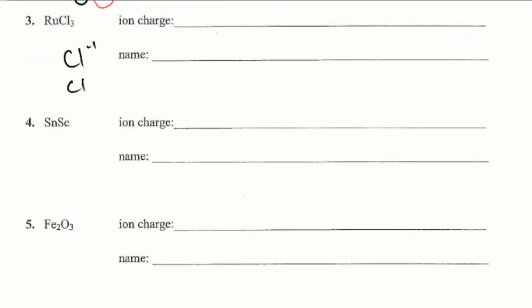RuCl3. I know chlorine is always going to have a charge of -1. And there happen to be 3 chlorines in this example. Ru, I'm not even sure what that name is. It's like ruthenium or something like that. There's only 1. I don't have a subscript next to it here, so I only have 1 of them. And I know I have a total negative charge of -3. So what must this have to balance it out? Well, it must be a +3. So for the ion charge, I'm going to have Ru with a charge of +3.